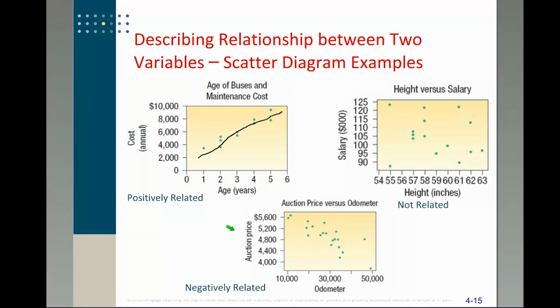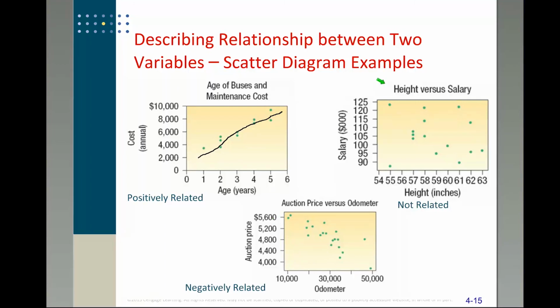In comparison, if you look at this scatter plot, this is between auction price and odometer reading. If we're talking about used cars, apparently the price of the car depends on its mileage, right? And apparently the auction price will reflect that. As you can tell, they are negatively related. The higher the odometer reading, the lower the price, right? So we call this negatively related.